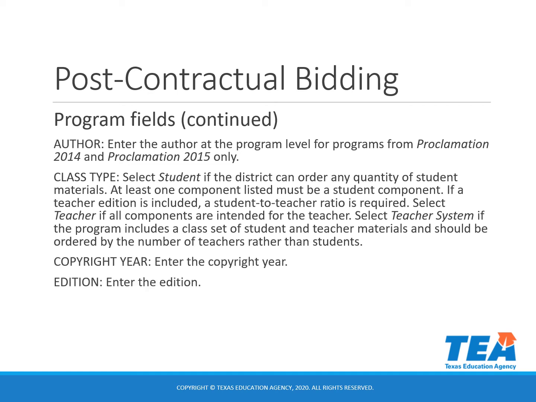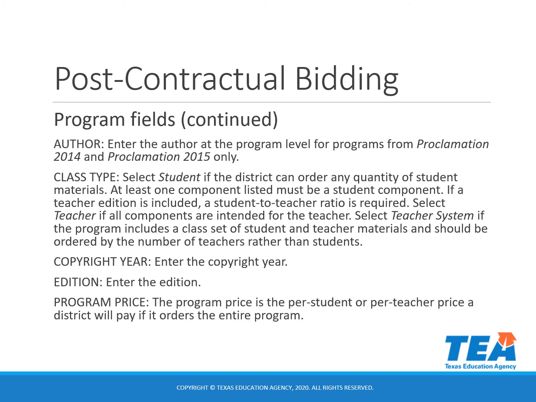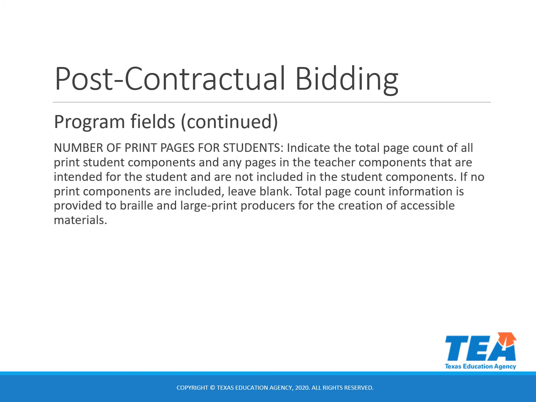You will enter the copyright year and you will enter the edition. For the program price, you will enter the per student or per teacher price that a district will pay if it orders the entire program. The number of print pages for students field will be used to indicate the total page count for all print student components and any pages in the teacher components that are intended for the student and not included in the student components. If no print components are included, then you will leave this blank.